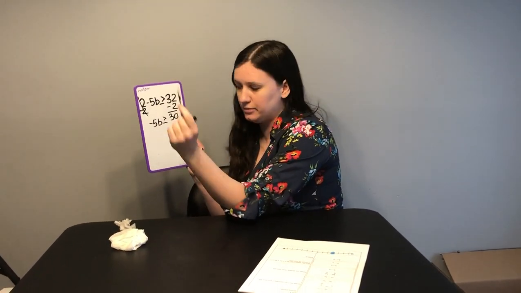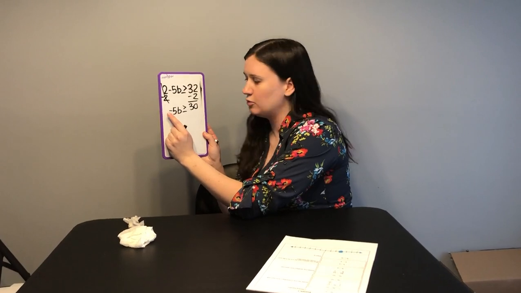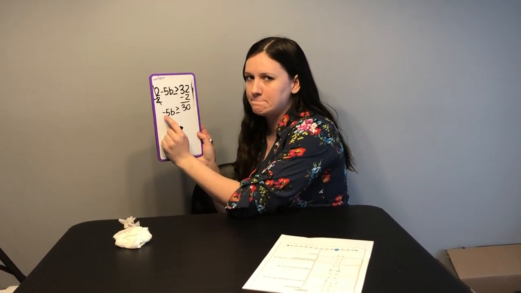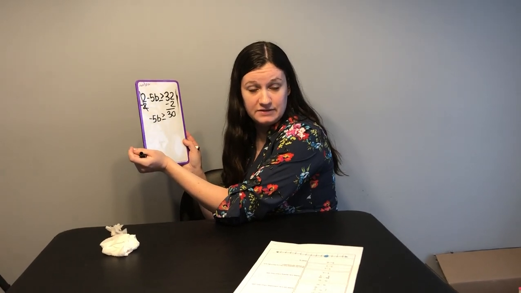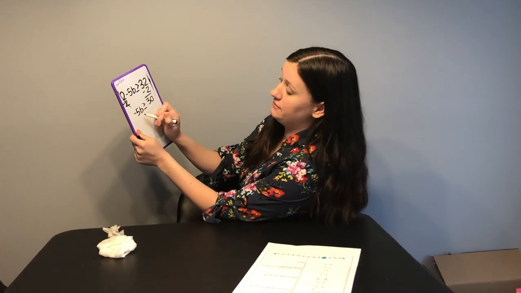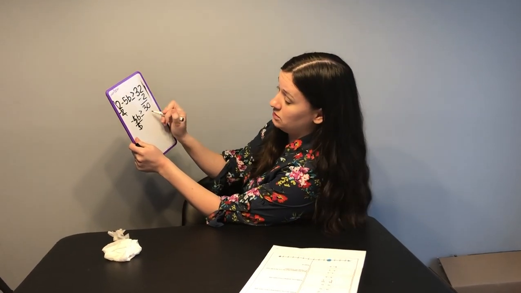Now, what's stopping b from being by itself? The 5. We're not going to worry about the negative just yet. So, this is 5 times b. What's the opposite? Times, divide. It's going to divide by 5 here. 5 divided by 5 is 1, so it crosses out. Divide by 5 here. 30 divided by 5 is 6.